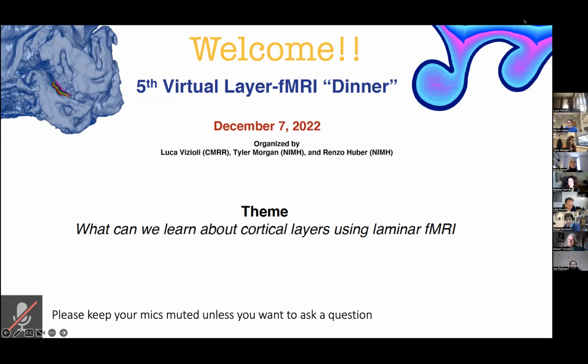So the theme of today's meeting will be: what can we learn about cortical layers using laminar fMRI? And I'm going to give a very quick few minutes introduction before we get to the exciting stuff and hear these beautiful talks that are lined up for today. This is the fifth of our meetings over the last couple of years.